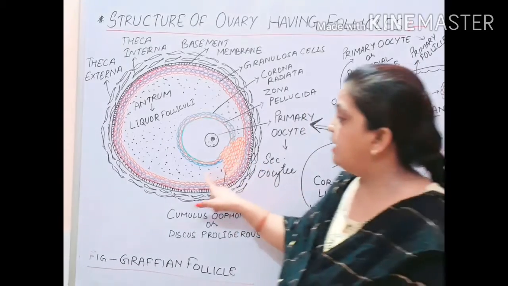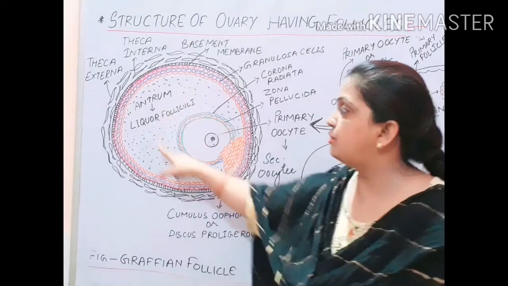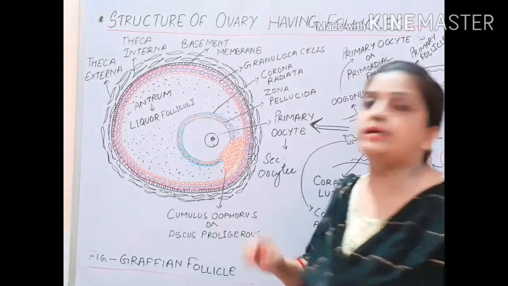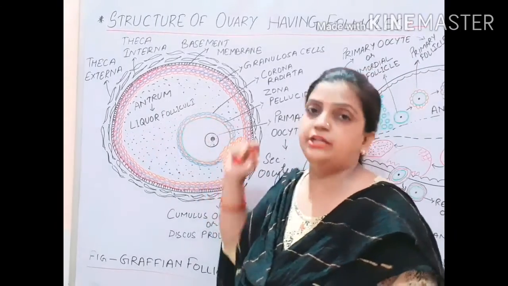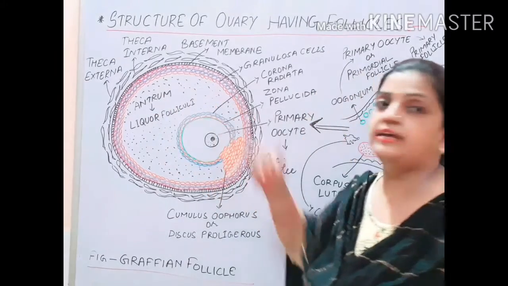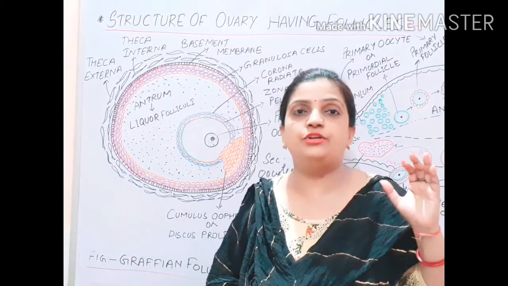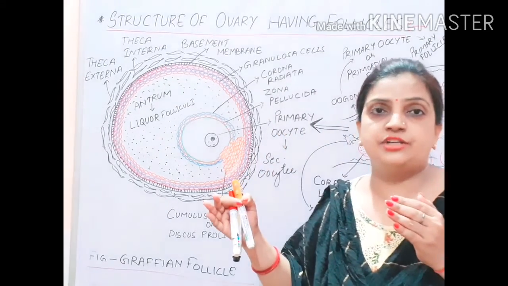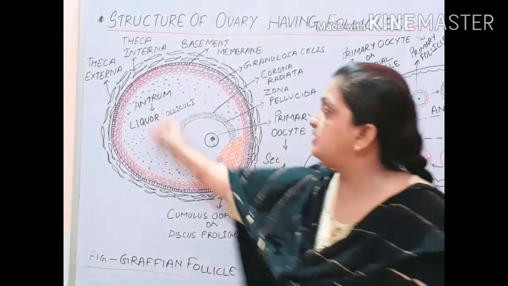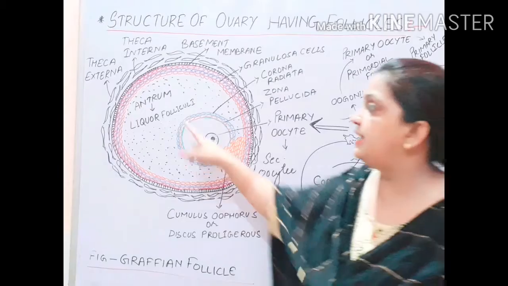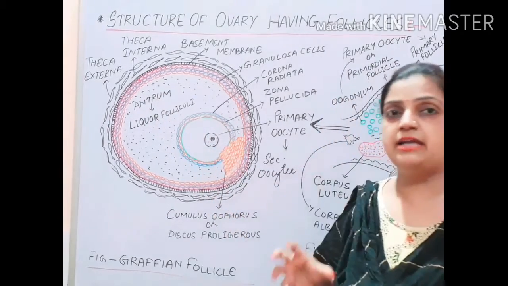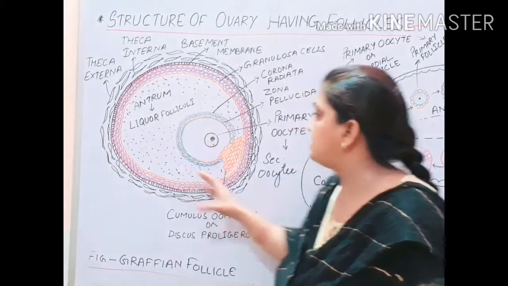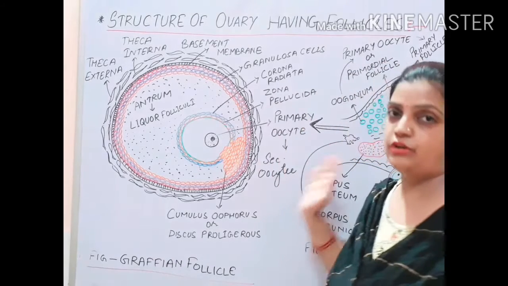Now you can see that here an empty space has been drawn, and this empty space is filled up by a liquid, and this fluid is called liquor folliculi. And if you remember, I told you that in the structure, after the formation of secondary follicle and in the tertiary follicle, a gap is created. This is that gap, this is that space, and this space is called the antrum, and this antrum is filled up by a fluid, and that fluid is called liquor folliculi. So this is the complete structure of the Graafian follicle, children.